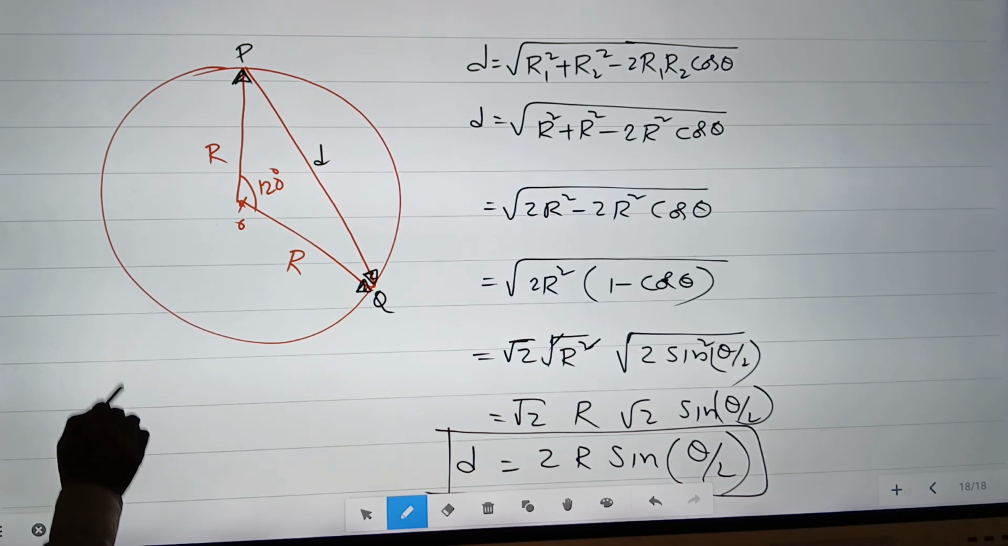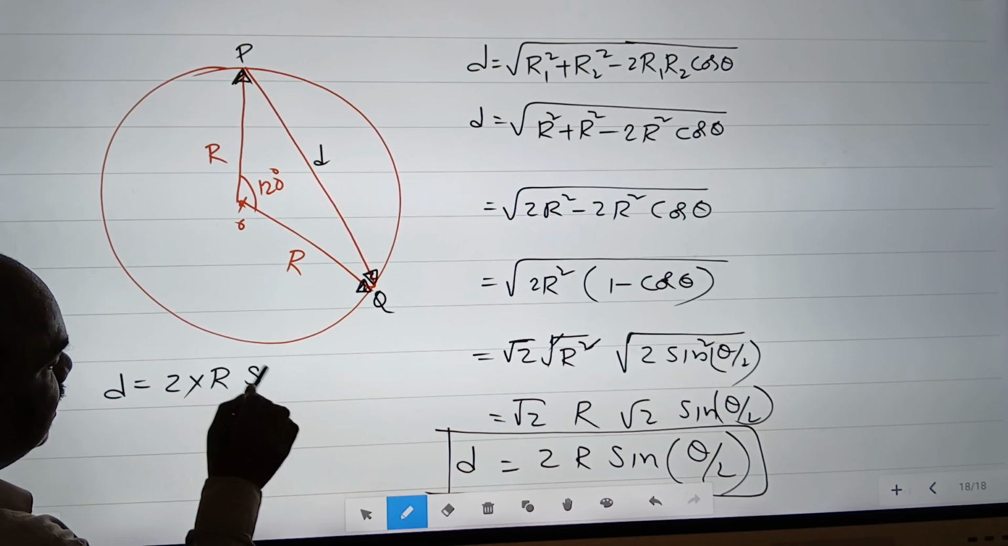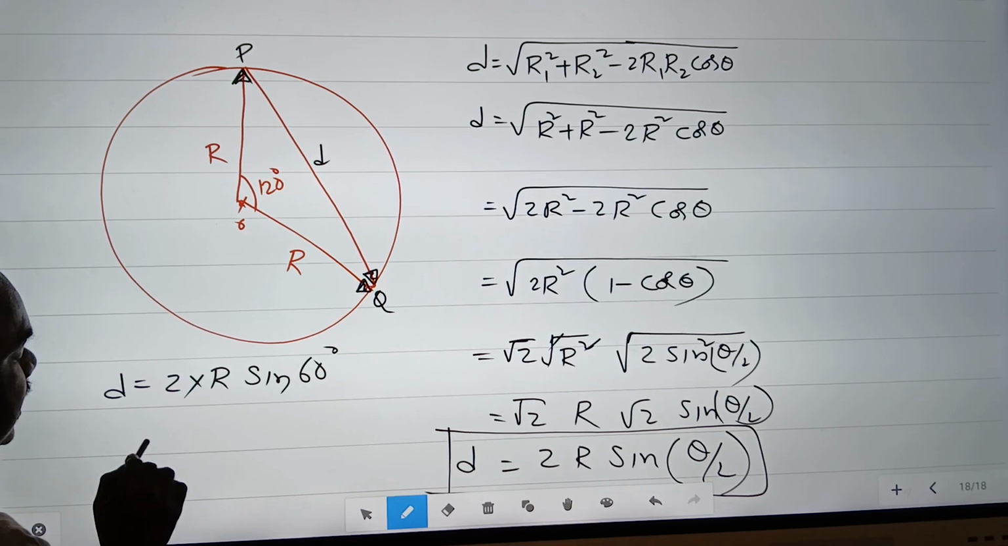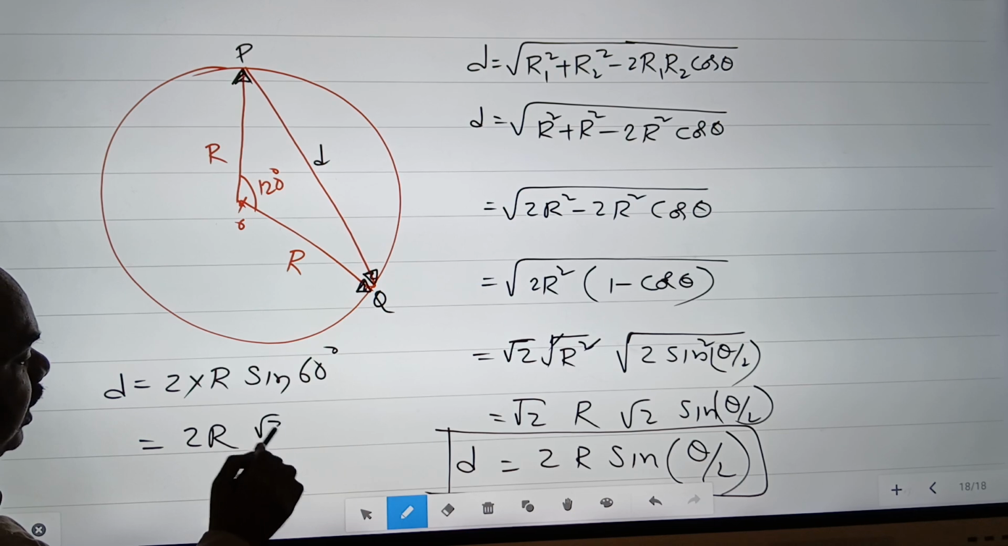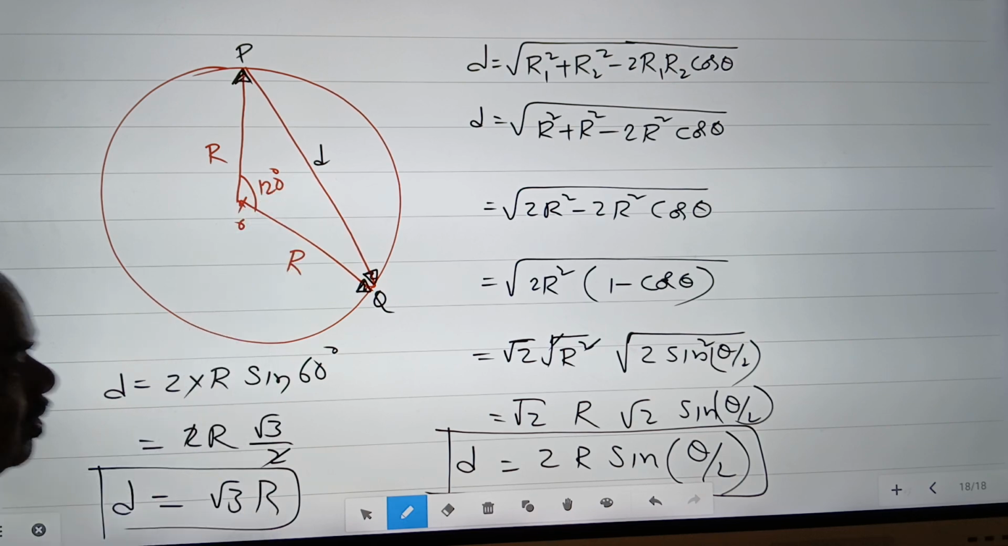Now apply the same formula. D is equal to 2 into R into sin 120 by 2, which is sin 60. What is the sin 60 value? Root 3 by 2. The 2s cancel. Answer is root 3 R. This is the resultant of these two vectors. The answer is very simple: root 3 R.